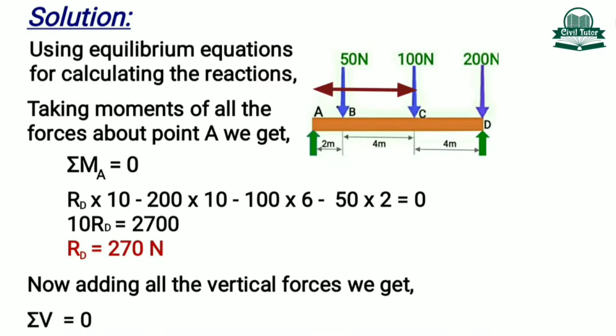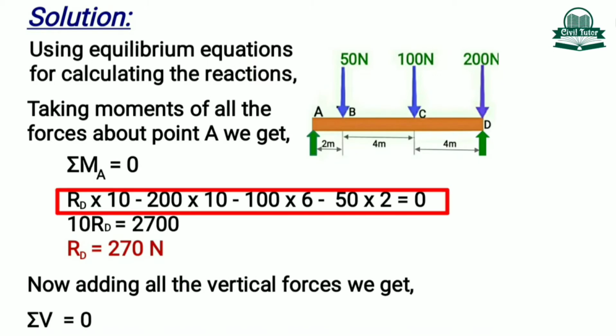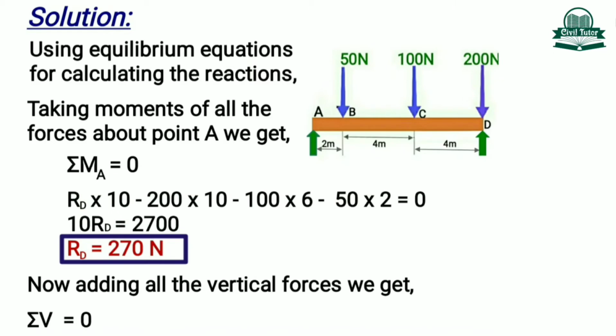is 6 meter. And the moment due to this point load 50 Newton will also be clockwise since this is acting downwards. So the moment due to this load will be minus times 50 Newton into this distance which is 2 meter. On simplifying further, we will get the support reaction at point D equal to 270 Newton.